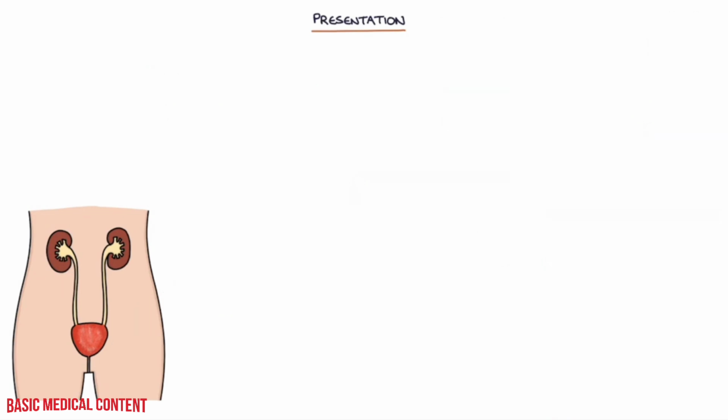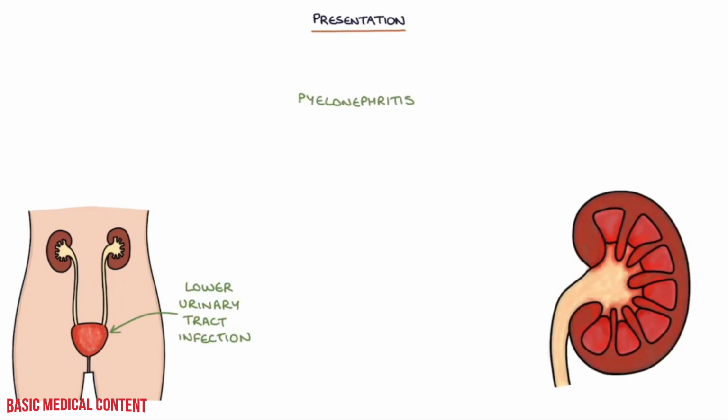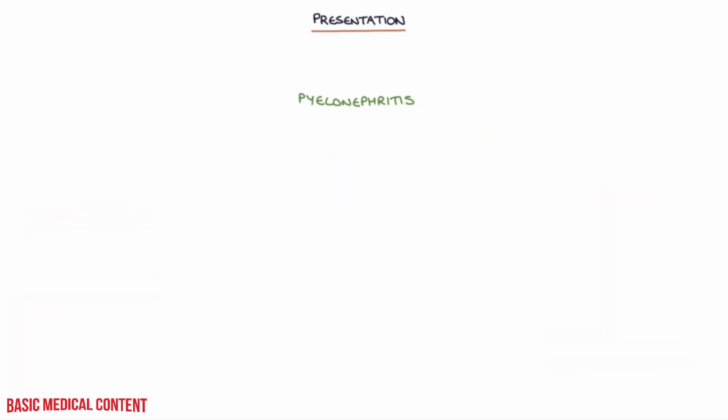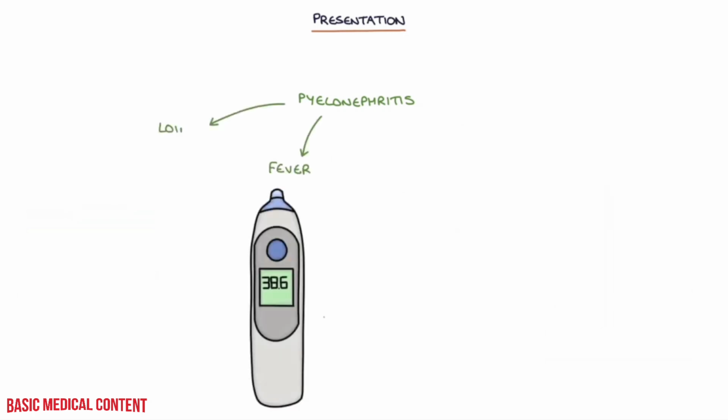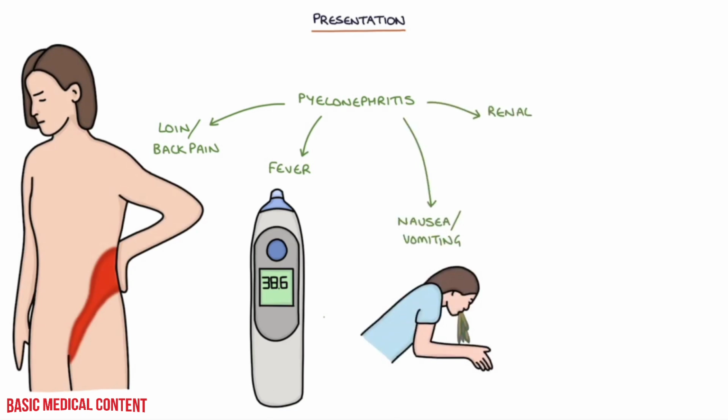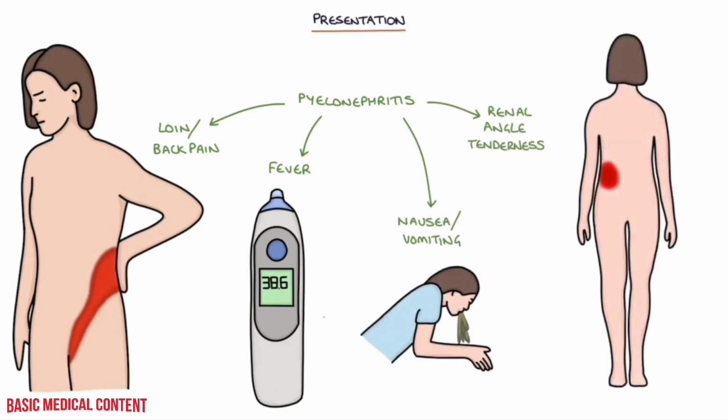It's important to distinguish between patients who have a lower urinary tract infection and those with pyelonephritis. Pyelonephritis is generally a more serious condition with significant complications, including sepsis and kidney scarring. Suspect pyelonephritis in patients with a fever, loin or back pain, nausea or vomiting, and renal angle tenderness on examination.